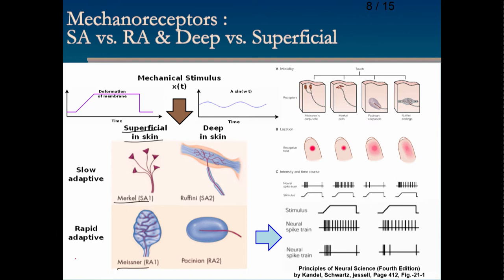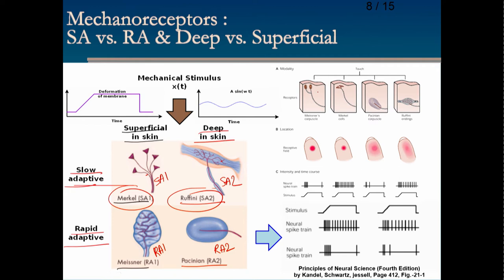Merkel and Meissner are superficial skin receptors. There are deeper skin receptors, they are Ruffini and Pacini. All these names you will get familiar with. So, we are going to call slow adaptive sensors as one in the superficial skin and another one in the deep skin. These two are slow adaptive. This is called the SA1, this is called the SA2, and then rapidly adaptive, this is called the RA1, this is called the RA2. Okay.